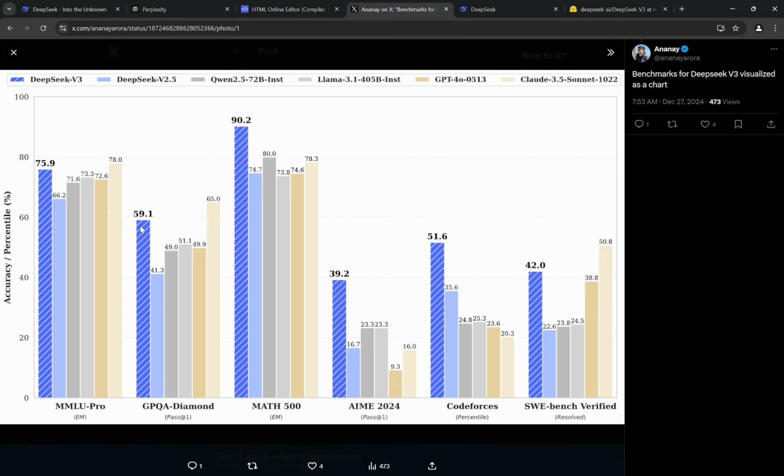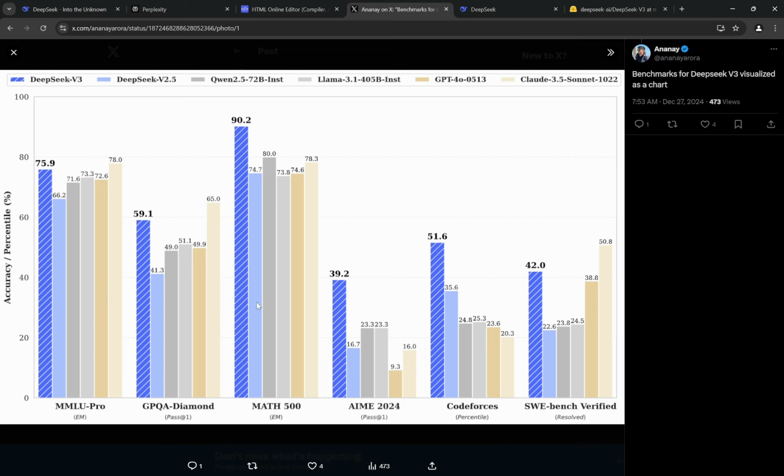So here is a graph which has visualized the benchmarks. You can see this is the DeepSeek, and this is GPT-4o, and this is 3.5 Sonnet, right? So you can see that it is pretty comparable, it is better than, and these are all the different benchmarks. It is almost better than 4o in everything, and it is very comparable and excels in a lot of different things when compared to Claude 3.5 Sonnet.